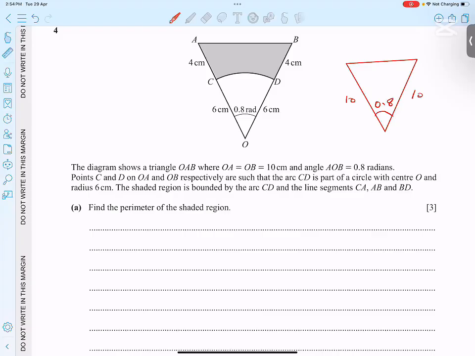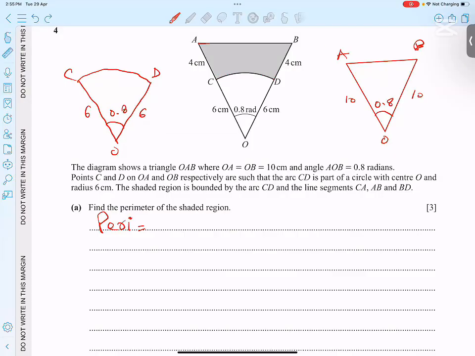So I have taken this OAB. So OAB, okay? And then I talk about an arc length, which is here CD. And then I can go for the O here. But this time, this is 0.8 once again, but the radius is 6. What is it asking for? The perimeter of the shaded part. So planning, what is the perimeter of the shaded part? So it is naturally arc length.